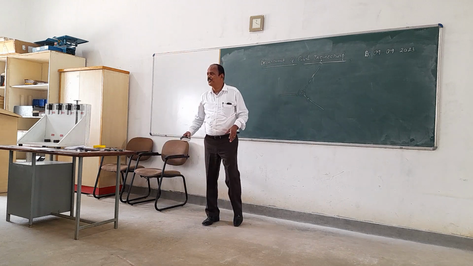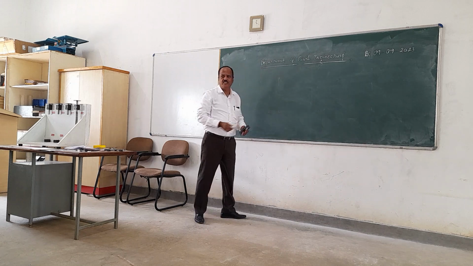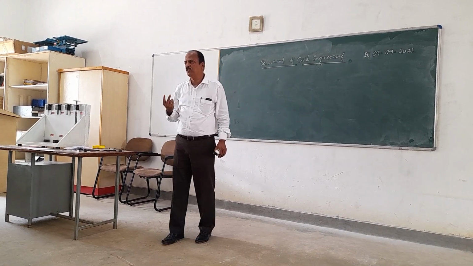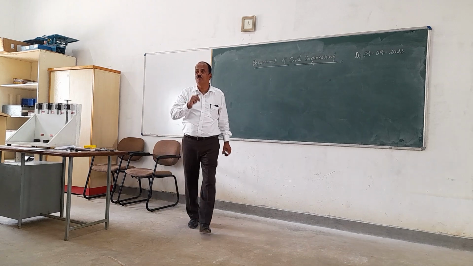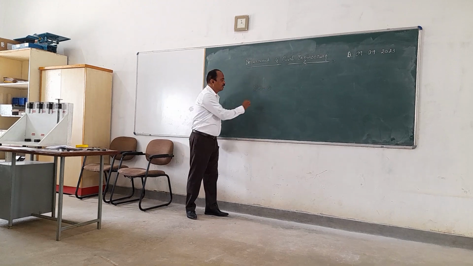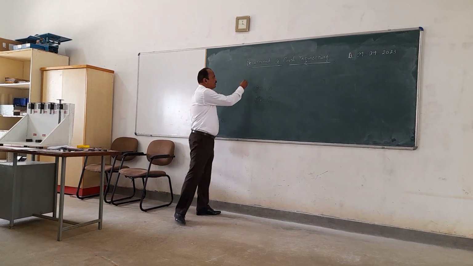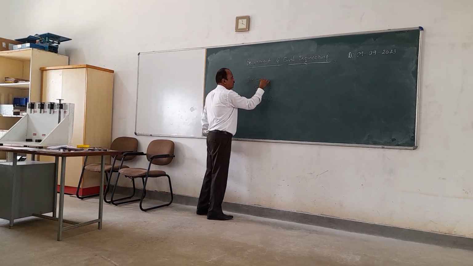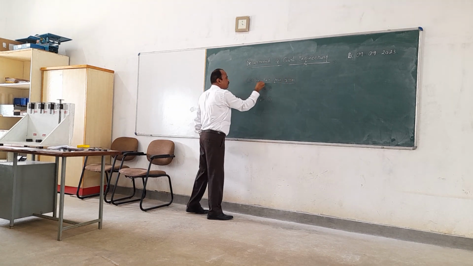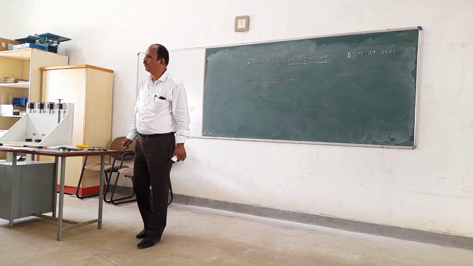Now, for any structure to be a stable one, we have come across various conditions. For a concurrent force system, there are two equilibrium conditions. Sigma H equal to 0 and sigma V equal to 0 are the conditions of equilibrium for a concurrent force system. The net horizontal forces must be equal to 0 and the net vertical forces must be equal to 0.